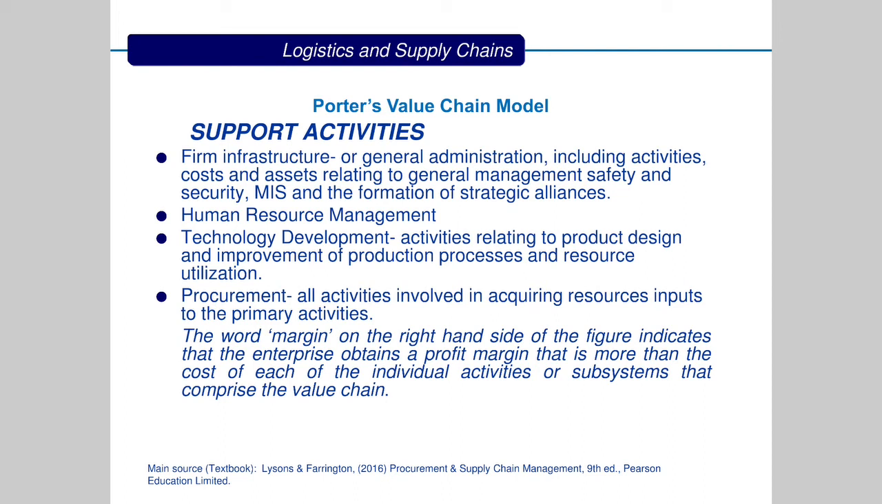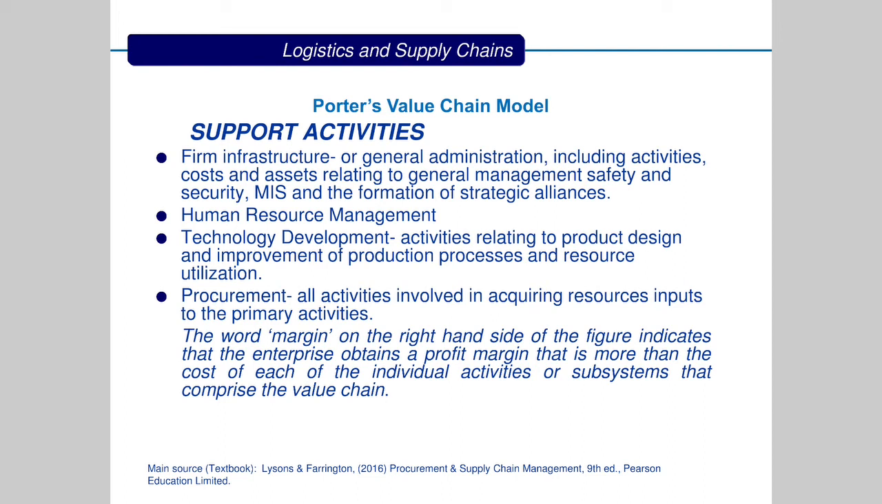Human resource management: you know this very well, because without human resources, you will not be able to manufacture anything or supply anything. Humans are needed everywhere, skilled employees. So human resource management takes care of that. Technology development: you need to have technology in order to be an efficient producer. All those activities which are related to product design, improvement of production processes, and the utilization of resources fall under technology development.